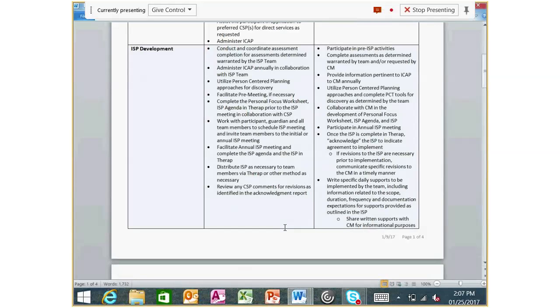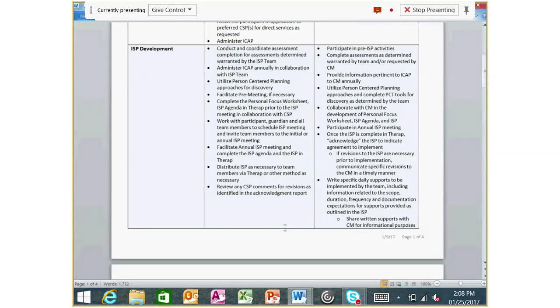The community support provider role in the ISP development is really just that collaboration, so participating in that pre-meeting if that is deemed necessary by the team, completing those assessments as deemed warranted by the team or as requested by the case manager, providing that information that's pertinent to the ICAP completion, participating in using those person-centered thinking tools, person-centered planning approaches for that discovery and assessment piece, and I think most CSPs have been doing that for a very long time, not changing drastically.